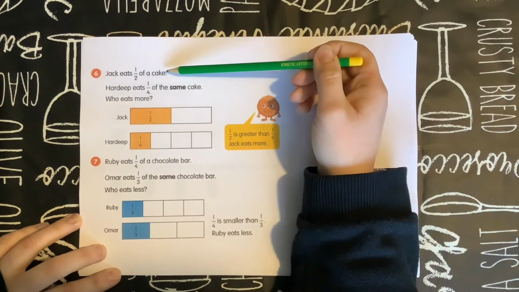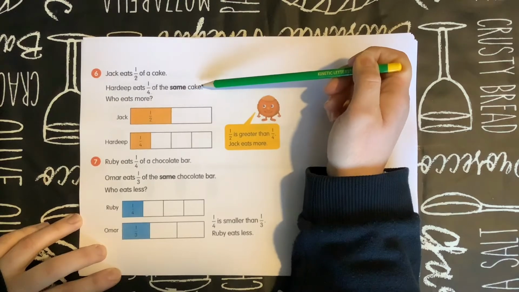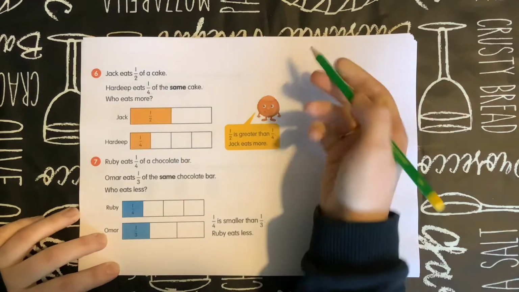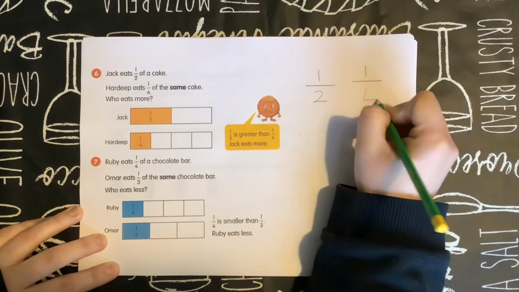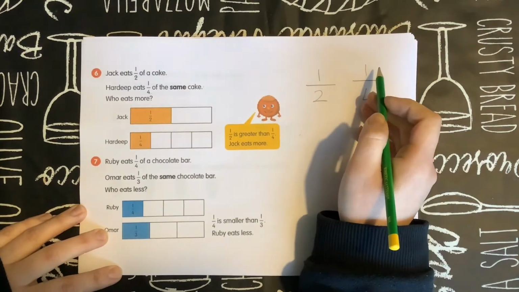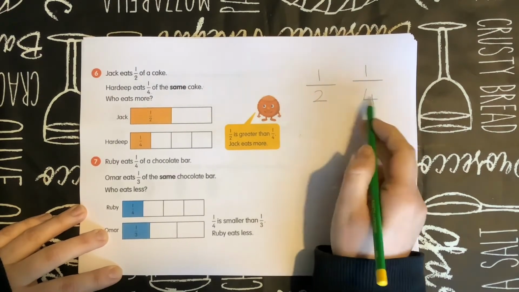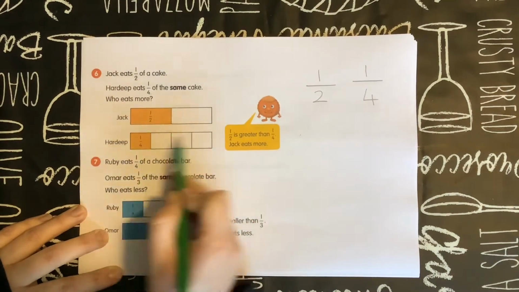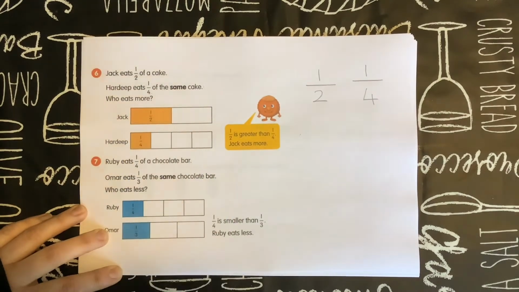So Jack eats 1/2 of a cake. Hardeep eats 1/4 of the same cake. Who eats the most? Well, if you look at the two numbers here, and it might help to think about this in terms of cake as well, we can't look at them straight away because they've not both been cut into quarters. So they are different fractions, and you can see here that they are different fractions. This shape has been cut into 4 parts and this shape has only been cut into 2.